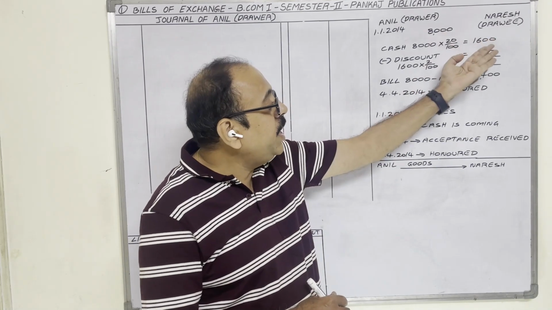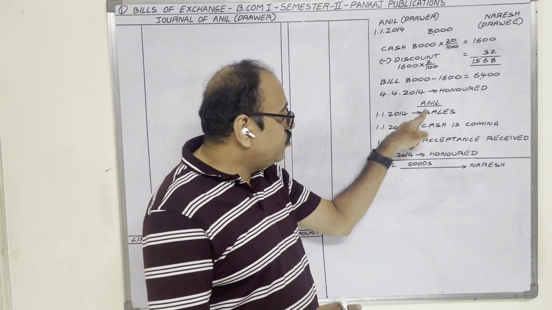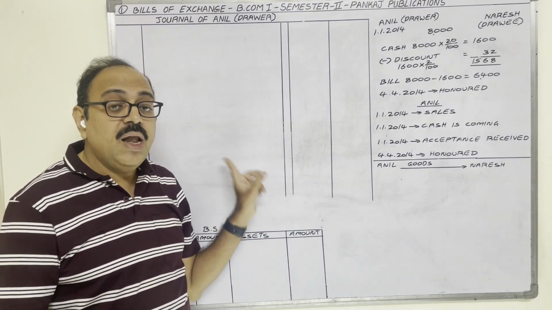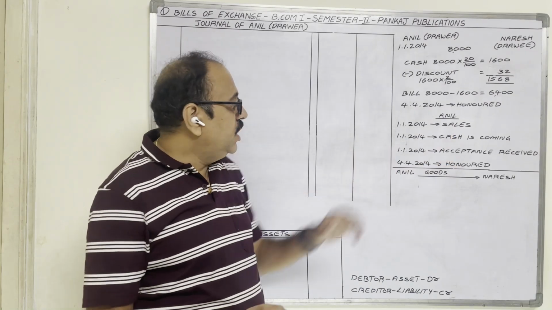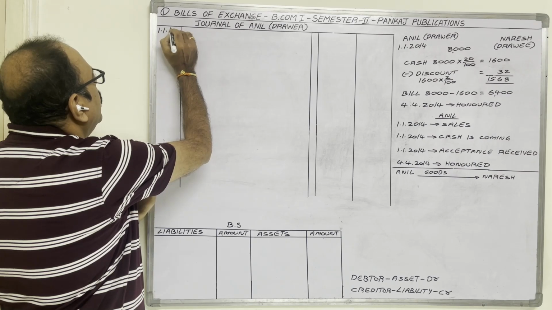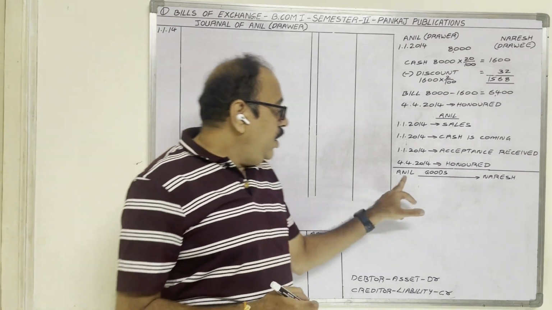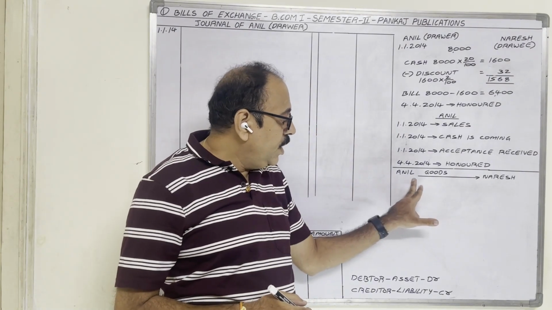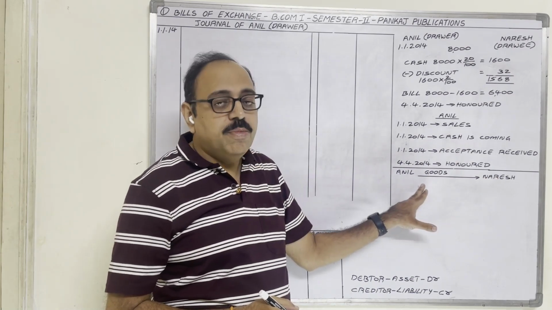Means Naresh paid the bill amount 6,400 to Anil. So for these four transactions, four journal entries, one by one we have to write in Anil's journal. First entry is for sales. See, on 1st January 2014, in Anil's books, Anil sold goods to Naresh on credit. So from Anil, goods are going to Naresh and nothing is coming from Naresh.